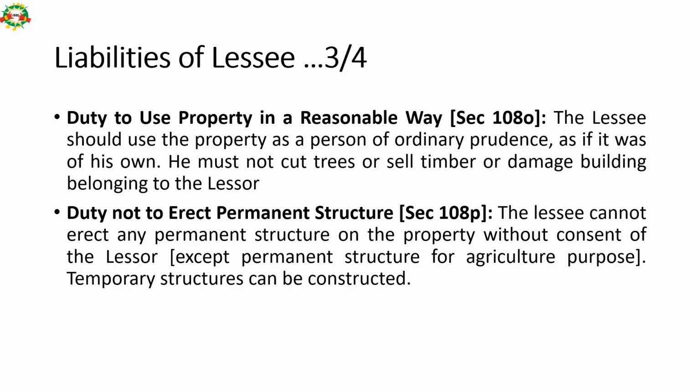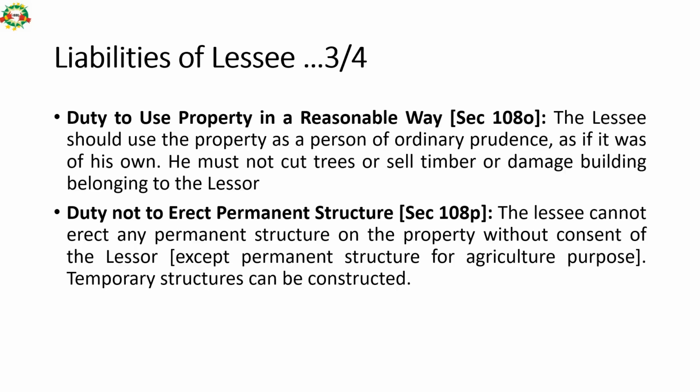Duty not to erect permanent structure. The lessee cannot erect any permanent structure on the property without the consent of the lessor. I have taken a ground floor building on rent. I cannot construct another room on that building without permission of the lessor, except a permanent structure for agriculture purpose. There is an exception.